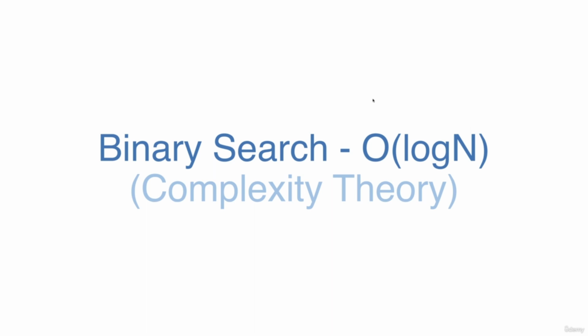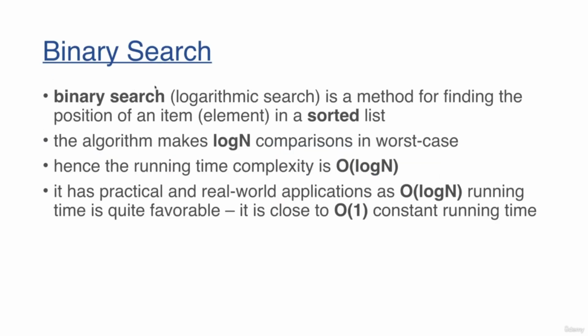In this lecture, we are going to talk about the logarithmic running time complexity, and we are going to focus on binary search or logarithmic search. So binary search or logarithmic search is a method for finding the position of an item in a sorted list. So it is extremely important that binary search can be used only if the underlying data structure is sorted. The algorithm makes logN comparisons in worst case. Hence, the running time complexity is logarithmic, O(logN).